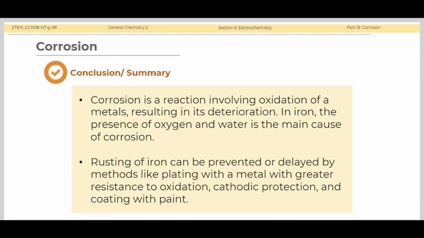To summarize, corrosion is a reaction involving oxidation of a metal, resulting in its deterioration, in this case iron. The presence of oxygen and water is the main cause of corrosion. Rusting of iron can be prevented or delayed by methods like plating with a metal of greater resistance to oxidation, cathodic protection, and coating with paint.